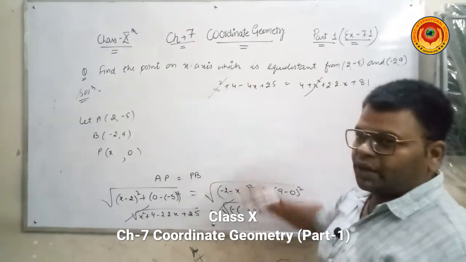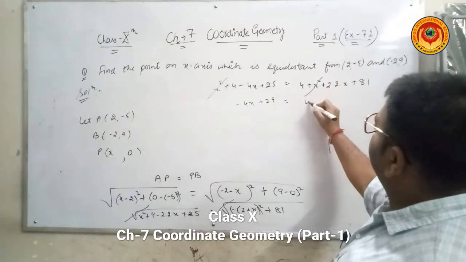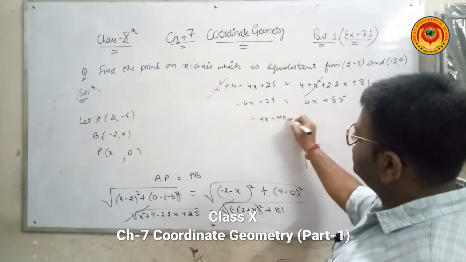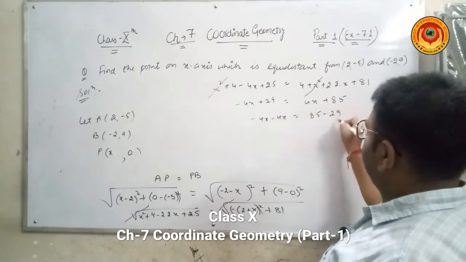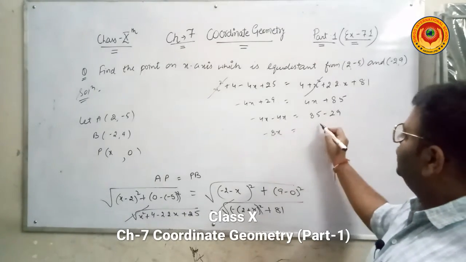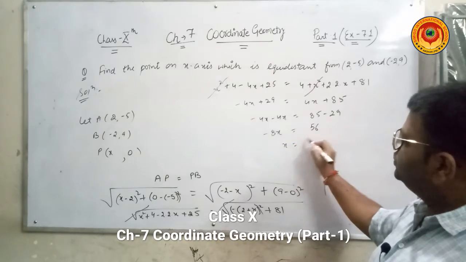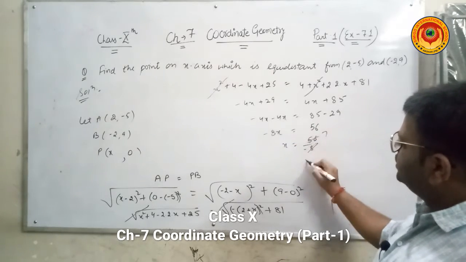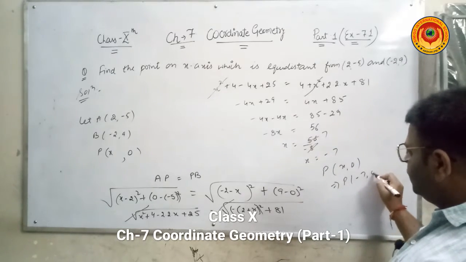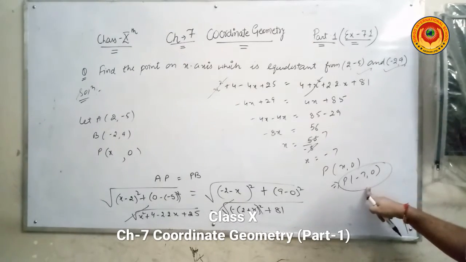X square cancels with x square. Now minus 4x plus 29 is equal to 2 2s are 4x, 81 plus 4, 85. Take x term on a single side and other terms on the right hand side. So it becomes minus 8x, and 15 minus 9, 6, and 7 minus 2, 5. So what is your x? Your x is minus 7. So what's your point? X comma 0 becomes minus 7 comma 0. So your point that is equidistant from A and B is minus 7 comma 0.